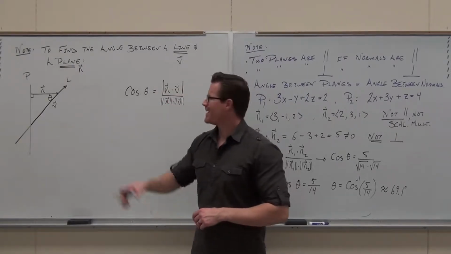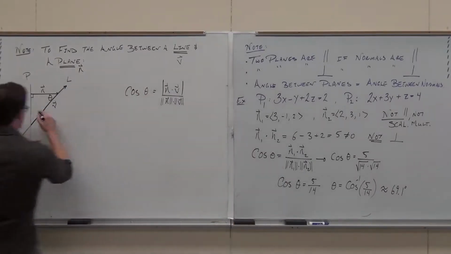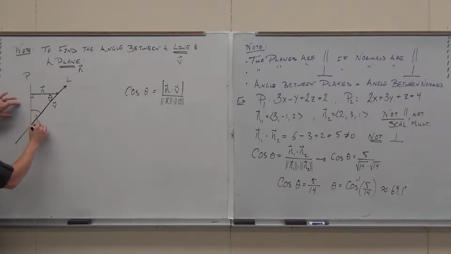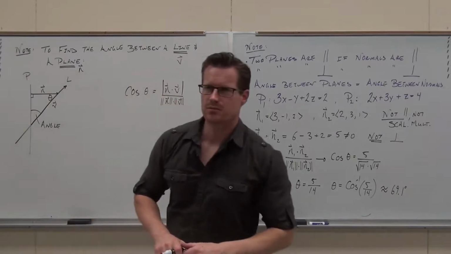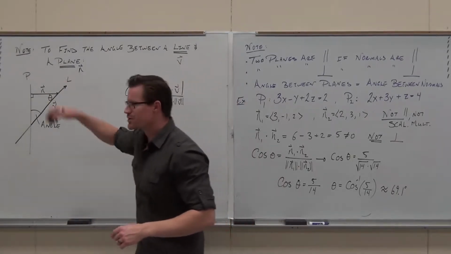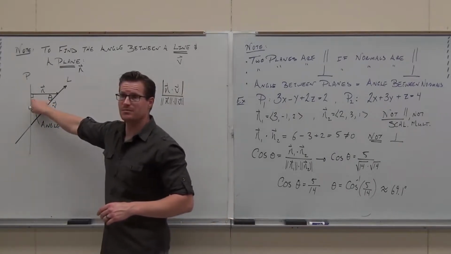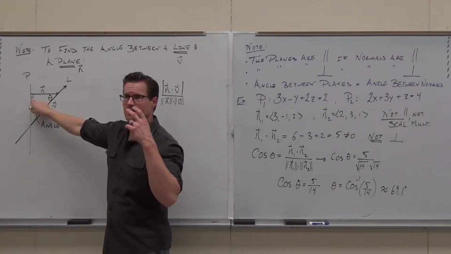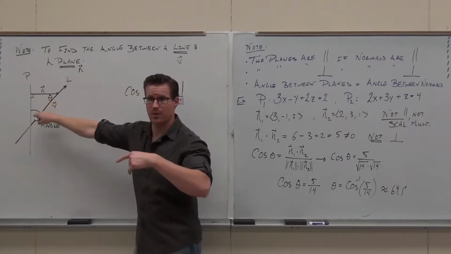Well, wait a minute. That's not the question. The question is, how do I figure out that angle? Use your geometry a little bit. How much is all of my 180? 90 is already taken up. So if I do 90 minus whatever that angle is, then I will have that angle.